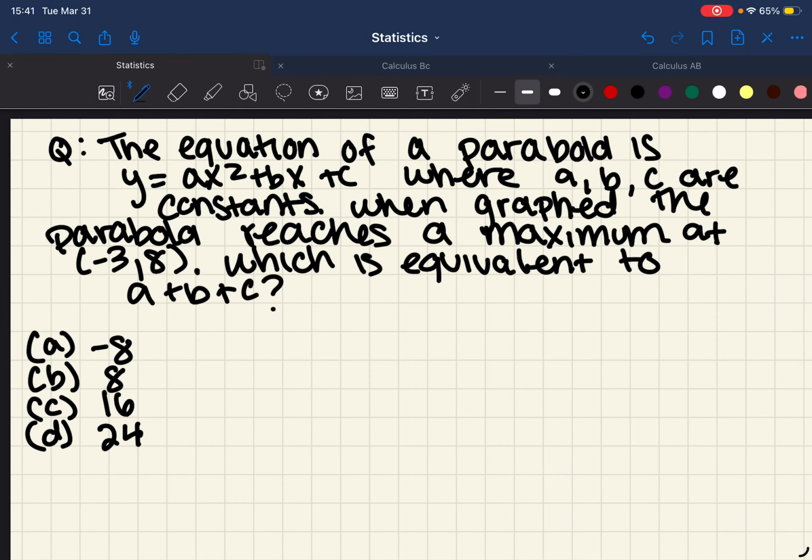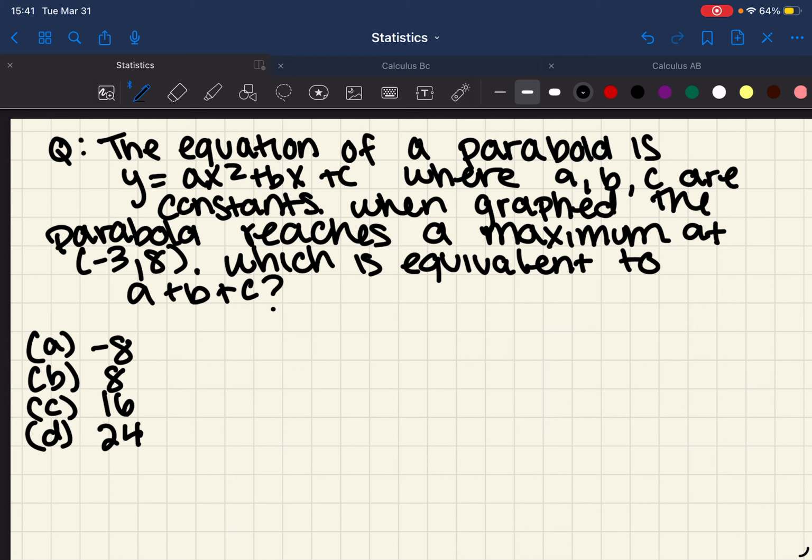Okay, so I'm going to go over a question today that is helpful for SAT math prep. It says the equation of a parabola is y equals ax squared plus bx plus c, where a, b, and c are constants. When graphed, the parabola reaches a maximum at (-3, 8). Which is equivalent to a plus b plus c? The choices are A, -8, B, 8, C, 16, and D, 24.